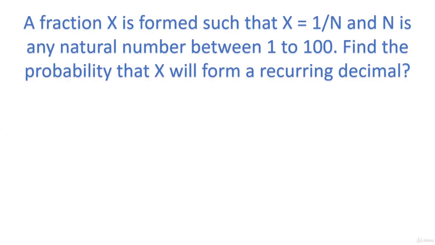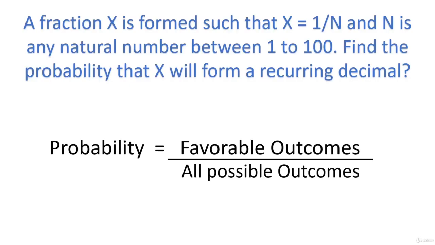All right. So let's see. A fraction x is formed such that x is 1 by n and n is any natural number between 1 to 100. Find the probability that x will form a recurring decimal. Probability is nothing but the ratio, or basically a fraction, of favorable outcomes to all possible outcomes. So now you need to find out what the favorable outcomes are and what the possible outcomes are.